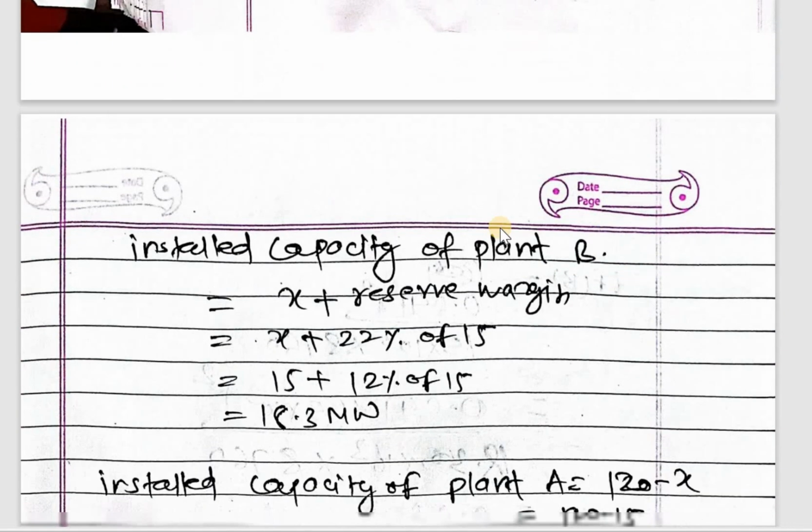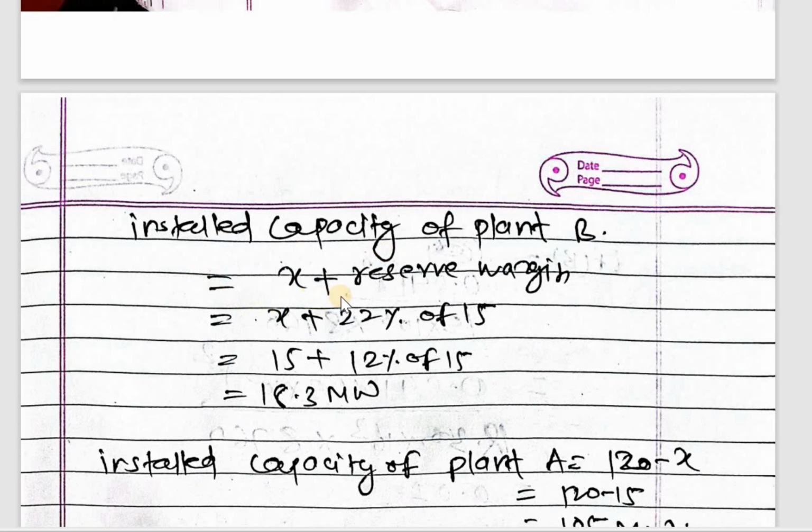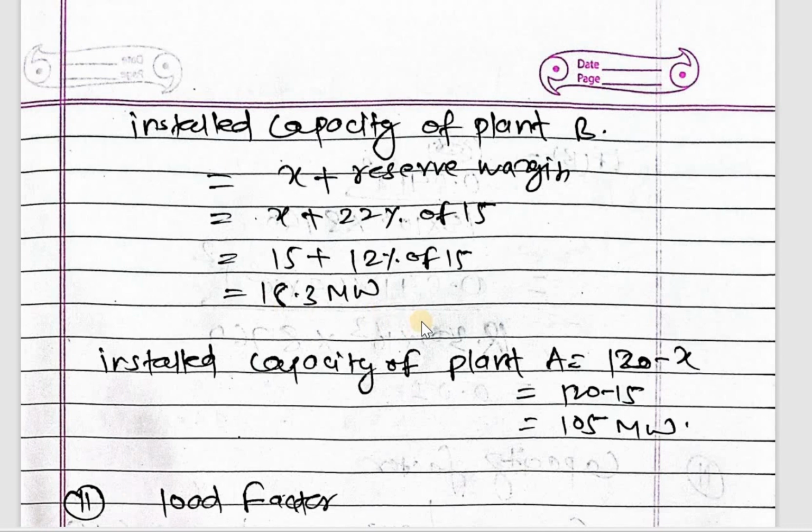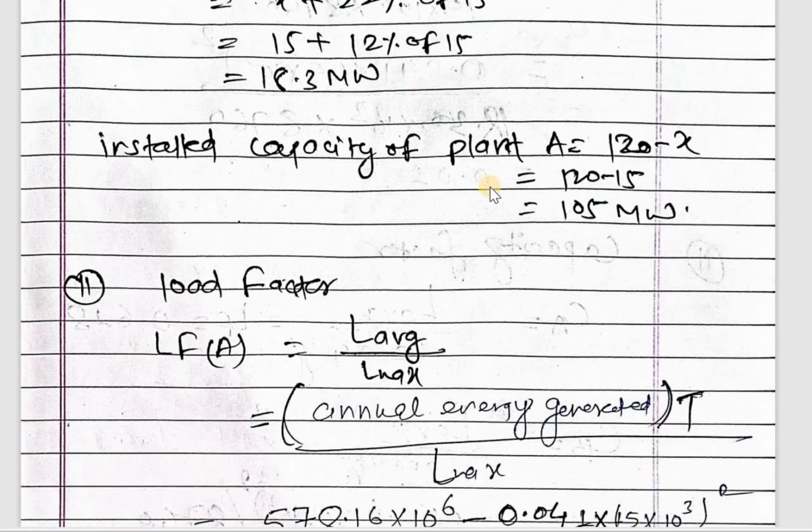And the installed capacity of plant B is X plus reserve margin, that is X plus 12% of X, where the value of X is 15. So 15 plus 12% of 15, that is 16.8 megawatt. And the installed capacity of plant A is 120 minus X. So 120 minus 15 is 105.